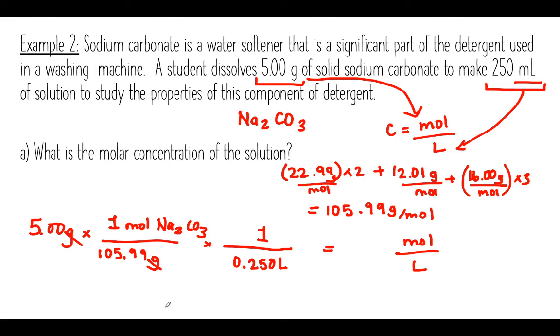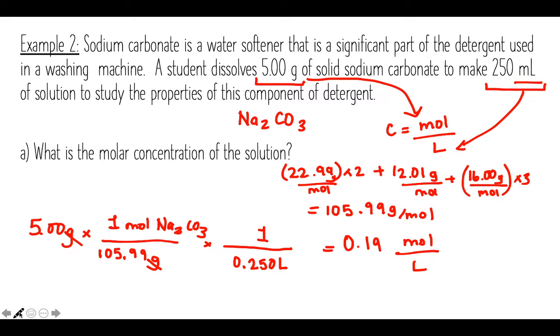Let me just do this calculation. So I have 5.00 divided by 105.99 divided by, again, 0.250, which is going to give me 0.18869. There are 2 significant digits in the question, which means that's how many significant digits there are going to be in my answer, 0.19 moles per liter.